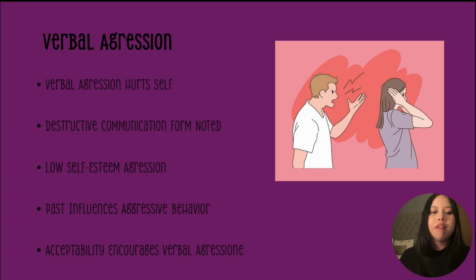And then we also have acceptability that encourages verbal aggression. If someone influences another into thinking that being aggressive is okay and this aggression is normalized, and this person actually believes the other person who is influencing them, then the person will become aggressive as well.